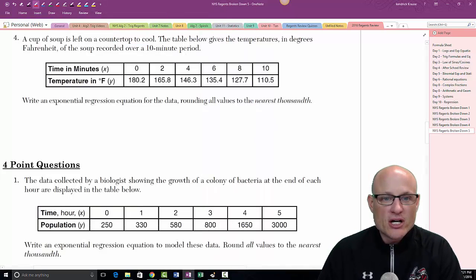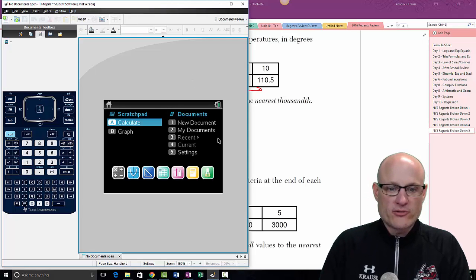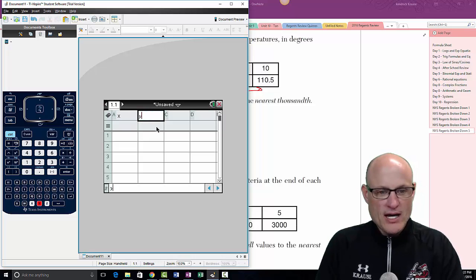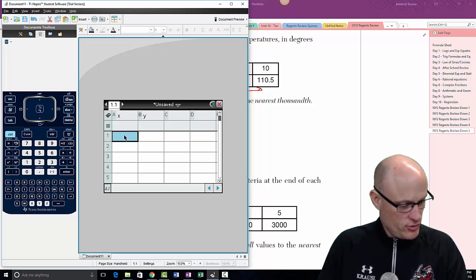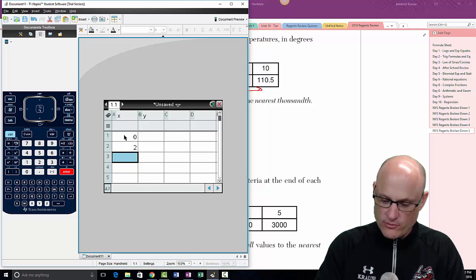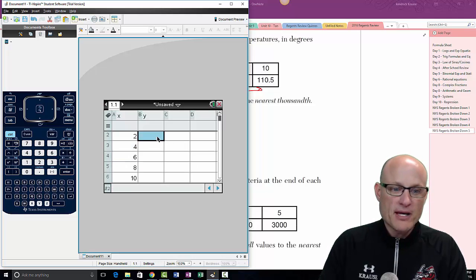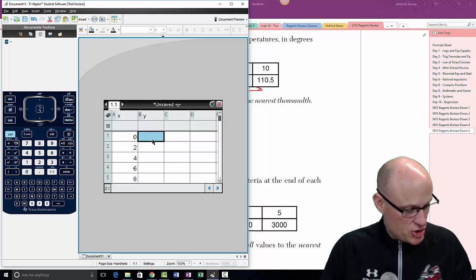And there is the regression for the temperature. Notice their temperature is coming down. All right, so let's see what we got here. We got to write a regression equation for this. So just go back in, of course. X and Y. And we're going 0, 2, 4, 6, 8, 10. 0, 2, 4, 6, 8, 10. Biggest mistake made, not typing the numbers in properly, children.